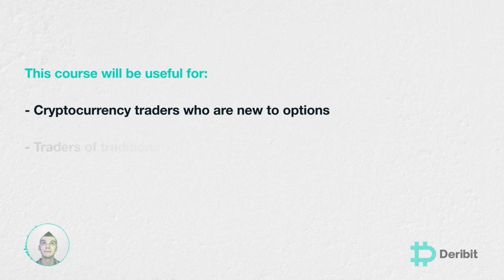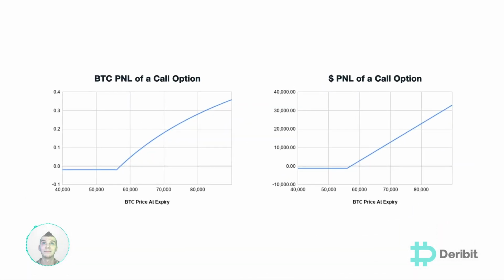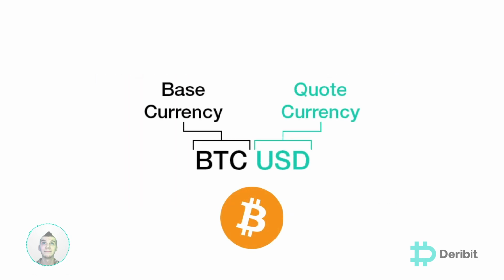There are also traders who already have some experience trading options in traditional markets, but find that there is an extra knowledge hurdle when making the jump over to cryptocurrency options. This is usually because the inverse contracts found on cryptocurrency exchanges such as Deribit have slightly different mathematics behind them than the linear contracts most traders are used to. These traders are also familiar with using the quote currency as collateral, usually the US dollar, but far less familiar with using the base currency, such as Bitcoin, as collateral.